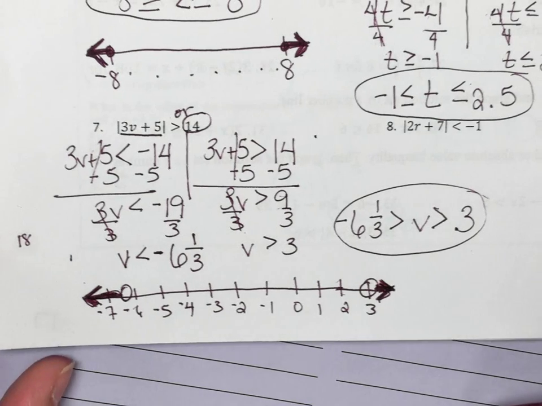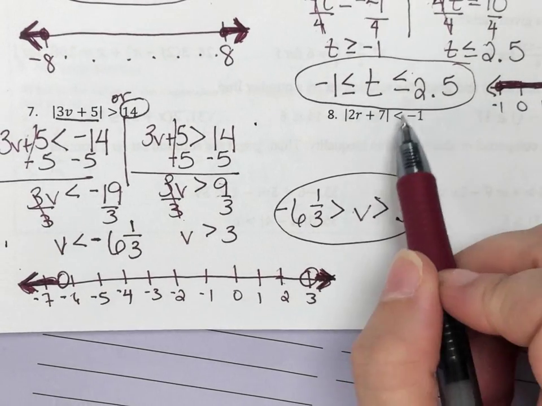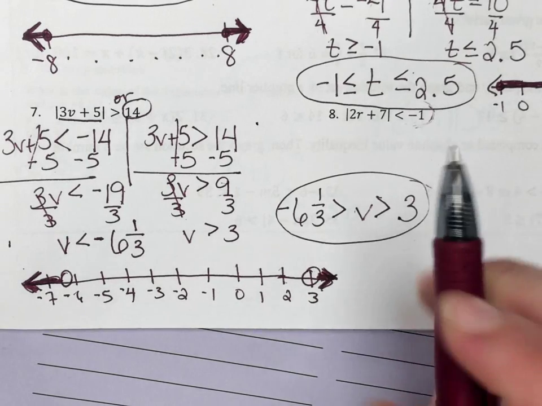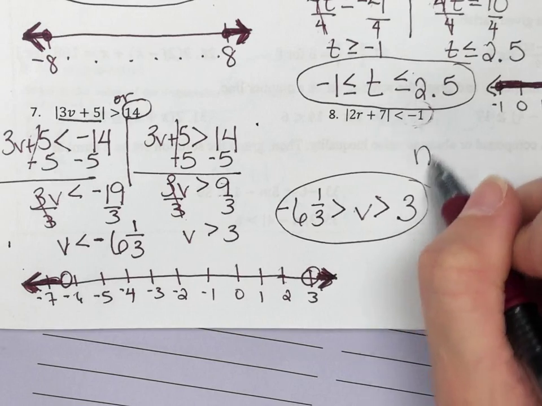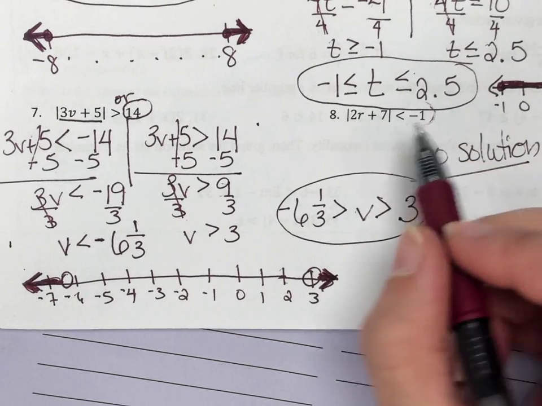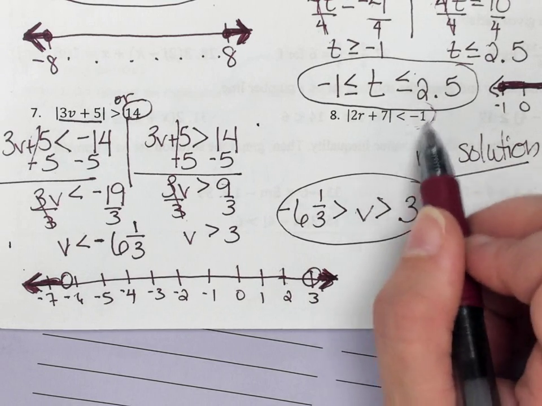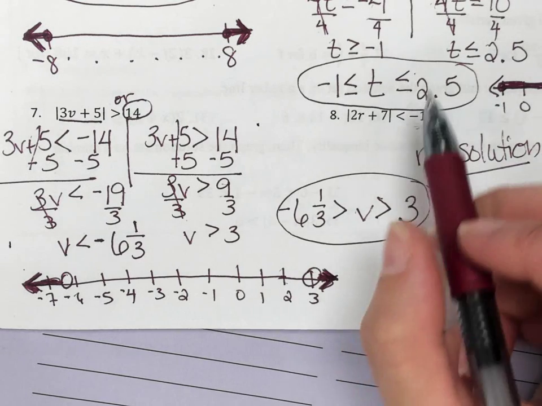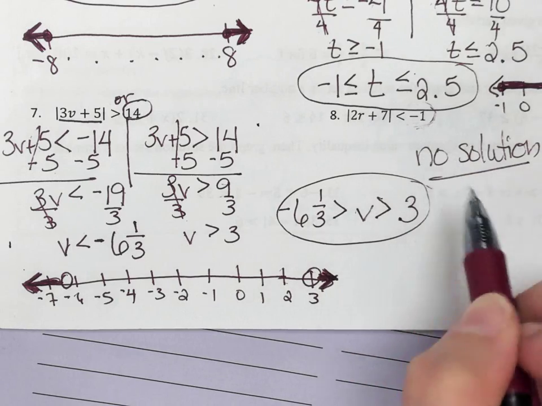Alright, what about number 8? It's already equal to a negative 1. Can an absolute value ever be equal to a negative? No. So what do we call it? No solution. There you go. It cannot be equal to a negative. It cannot be less than a negative. It cannot be anything with a negative. So since it's got a negative, it's no solution. If the absolute value is by itself and you got a negative, it's no solution.